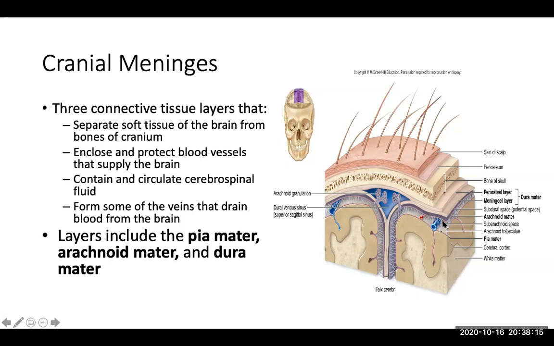The pia mater follows every contour or indentation of the cerebrum. The arachnoid mater is above that with a subarachnoid space between the two. And then the dura mater is made up of two layers, the periosteal layer and the meningeal layer.